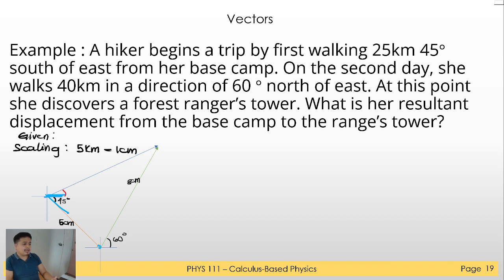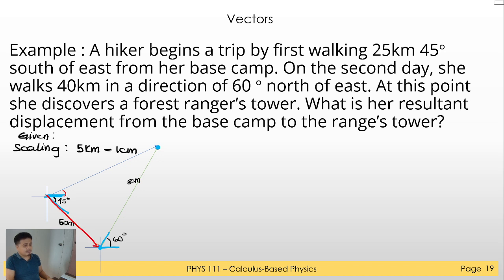And then after a while, or at the second day, she walks 40 kilometers in the direction 60 degrees north of east. So the north of east, so if this is east, the north of east is 60 degrees. So we have to pinpoint here 60 degrees. And then after a while, the hiker reaches this point. So how do we find the resultant vector? So if we add this, actually what we did here is vector addition already.